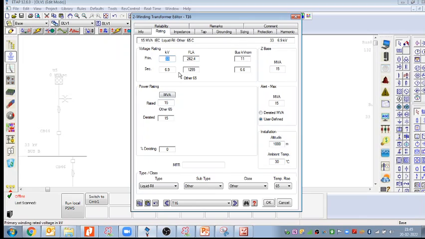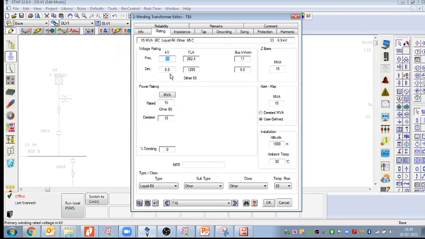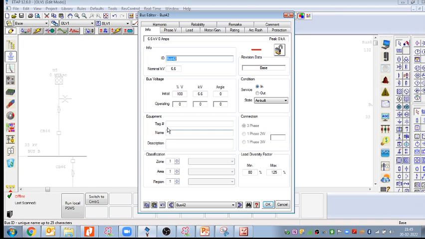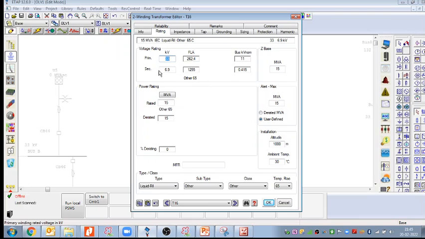Okay, going back. Let me ask one question. For an 11 by 415 system, what should be the maximum transformer power rating? What should I put? 33 kV voltage they have taken, and the secondary voltage let me put as 0.415 right now. Click OK. So when I go to the transformer and come to the rating plate, the primary voltage is 33, and the secondary voltage, how much? 433 we can take, right? This is the voltage rating.